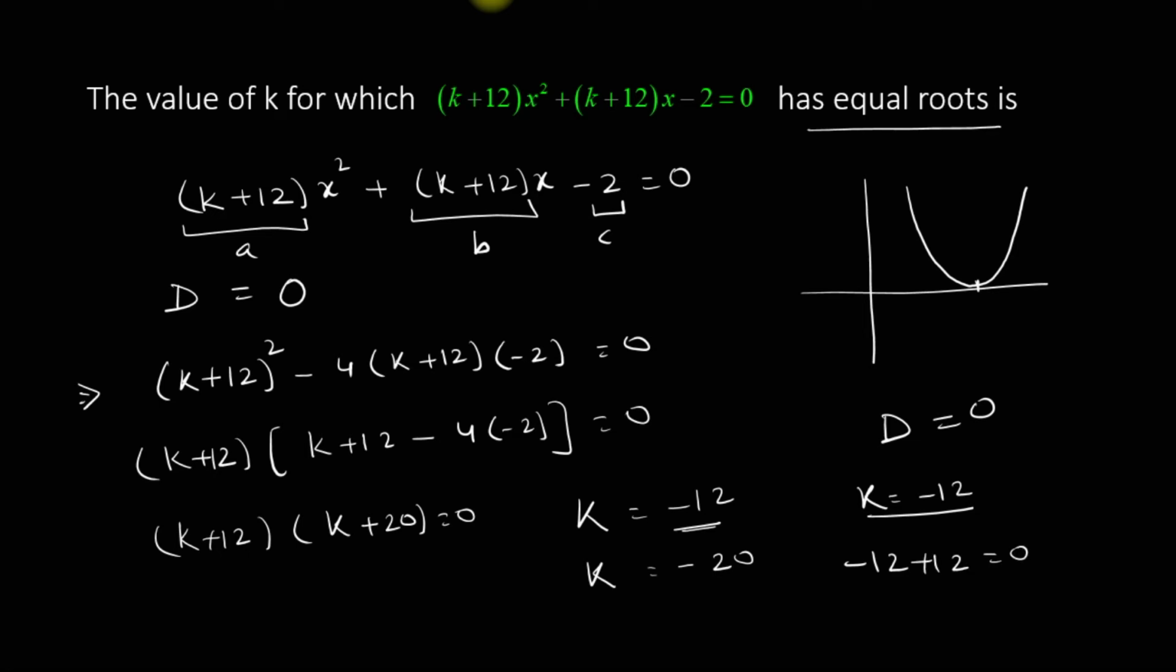As the coefficient of x squared is equal to 0, this vanishes the quadratic equation. So here we cannot define the quadratic equation in this case. So only k = -20 is the answer to the given question. So this question is very important. You must realize how the quadratic equation is defined.